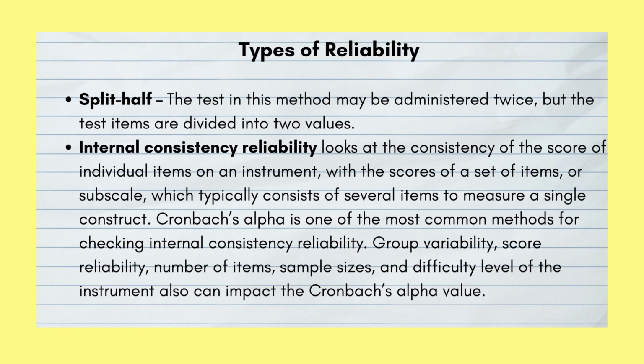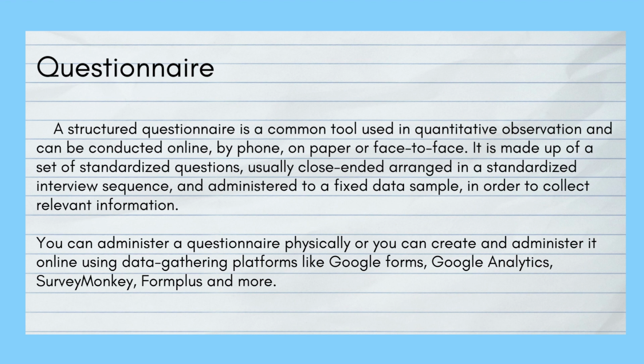There are many examples of quantitative research instruments. The most common are questionnaires, structured interviews, and Likert scales. Let's break them down one by one. Questionnaire. A structured questionnaire is a common tool used in quantitative observation and can be conducted online, by phone, on paper, or face to face. It is made up of a set of standardized questions, usually close-ended, arranged in a standardized interview sequence, and administered to a fixed data sample in order to collect relevant information.